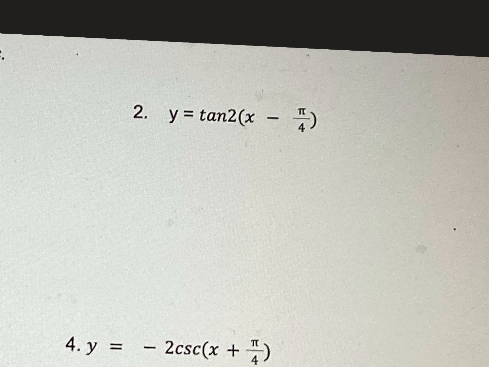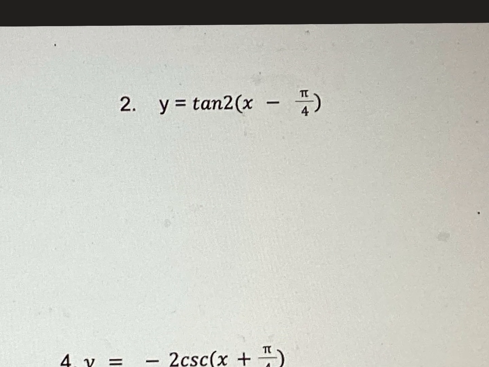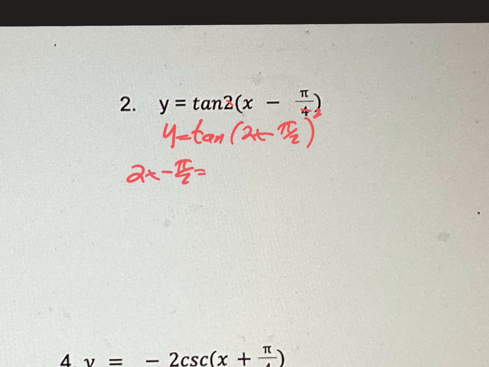Number 2 is tangent. I'm going to do the same thing. I'm going to start off by distributing the 2 again. So I got tangent of 2x. If I distribute the 2 through here, it would cancel with the 4, make that pi over 2. Now tangent's the weird one because it doesn't start at 0 and go to 2 pi. The asymptotes for tangent are usually negative pi over 2 and positive pi over 2. So that's what I'm going with here. I'm going pi over 2 and negative pi over 2.